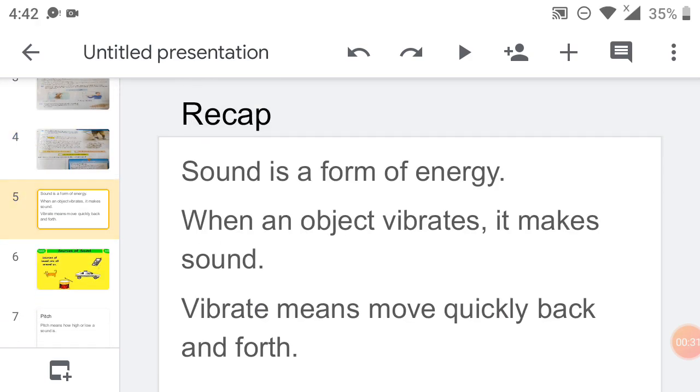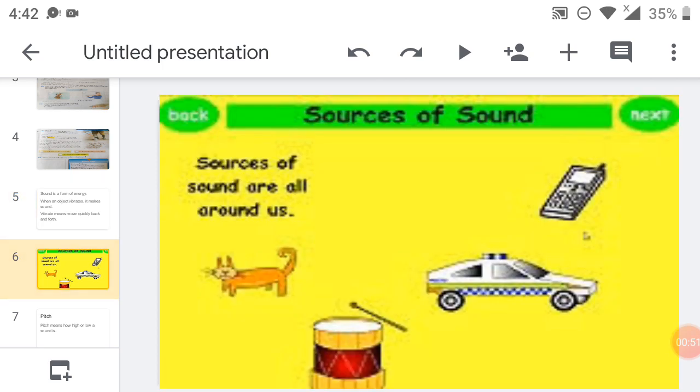But first of all, let's have a brief recap of our previous lesson, what we have discussed about sound. Sound is a form of energy, and when an object vibrates, it makes sound. And what is meant by vibrate? I told you. Let me tell you once again. Vibrate means move quickly back and forth. And sources of sound are all around us as shown in the picture. Okay. Drum is here. It makes sound. Cat, okay, and a car and a mobile phone as well, and many other examples are there as well.